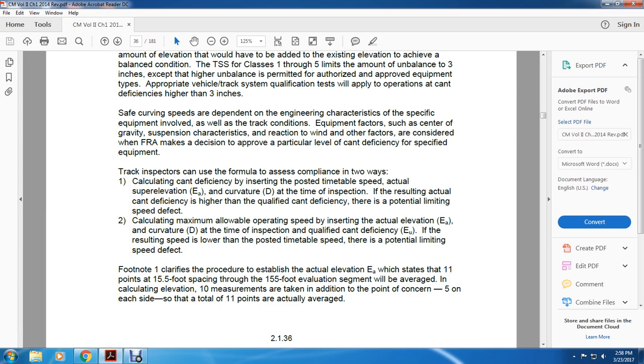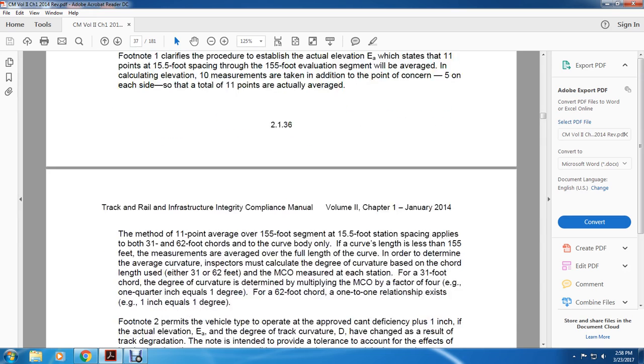Footnote 1 clarifies the procedure established for the actual elevation, AE, which states 11 points at 15.5-foot spacing. The 155-foot elevation segment will be averaged, calculated from 10 measurements taken at the event of concern, 5 on each side, so the total of 11 points are averaged.